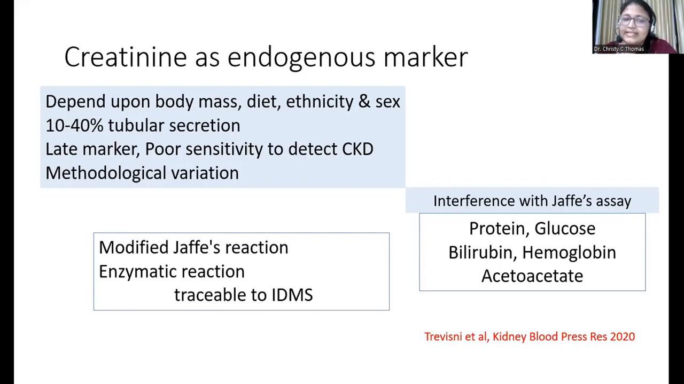The second method is the enzymatic reaction. The enzymatic reaction has the advantage that it won't be affected by these chromogens. And another advantage is that it can be standardized by the IDMS technique, or called the enzymatic reaction traceable to IDMS. So when you have a particular patient, and if you check the creatinine by both the modified Jaffe reaction and the enzymatic reaction, the creatinine estimated by the enzymatic reaction will be slightly lower than that estimated by the Jaffe reaction.